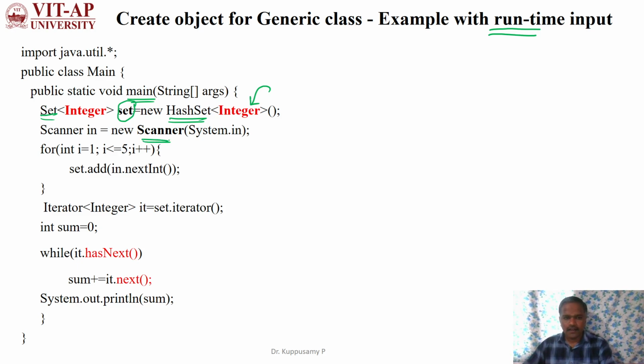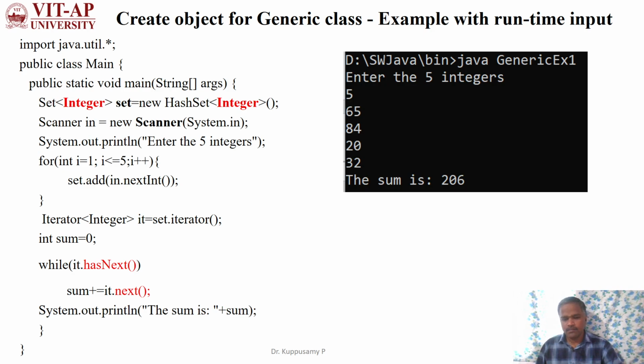So here Scanner is the class to receive runtime input, and I am defining in as the object for that. Then here i equal to 1, so it is receiving 5 elements one by one, right? Here we are going to add the values one by one. Then after that we are going to assign those values into the iterator. As per this example, I am receiving 5 inputs one by one: 5, 65, 84, 20, and 32.